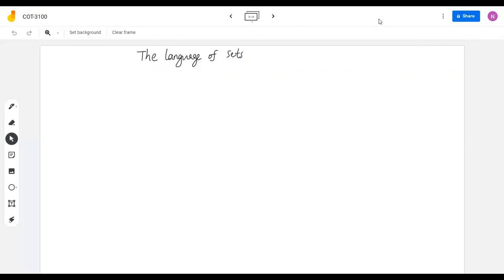Okay, let's start our first module, module 0. In this module, we will introduce the concept of set. So first of all, what is a set?